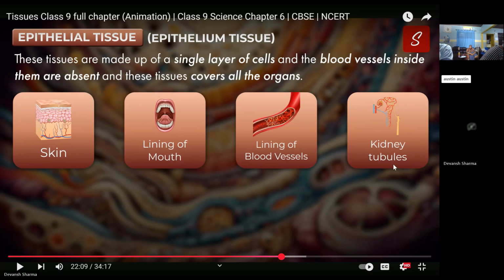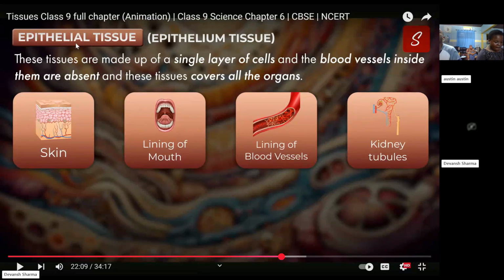And kidney tubules. Sir, what is the meaning of tubules? Tubules means tube-like structures. It is tubules, not tubeless. Okay, sir.